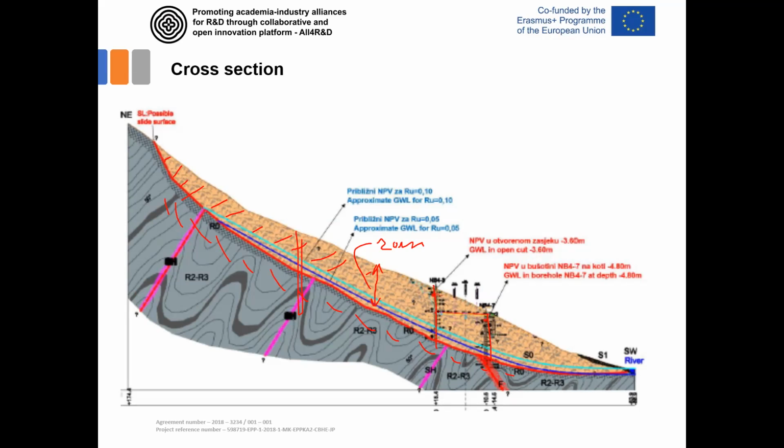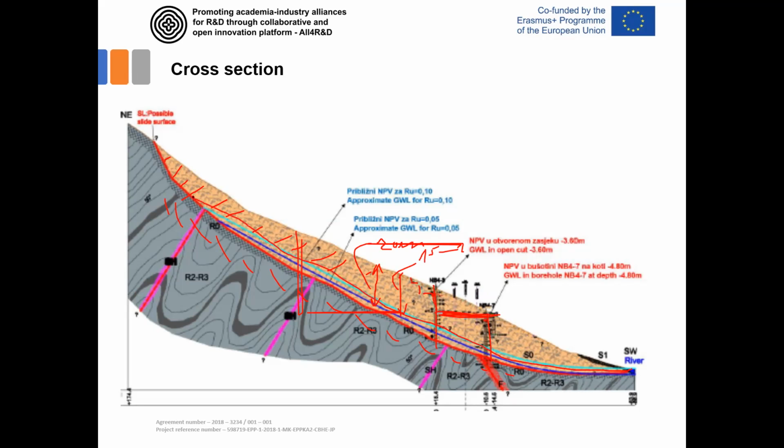Where is the highway route? It's here. This is the excavation that looks like this. It's around 15 to 20 meters in total height. The groundwater level is observed here. This is this blue line.